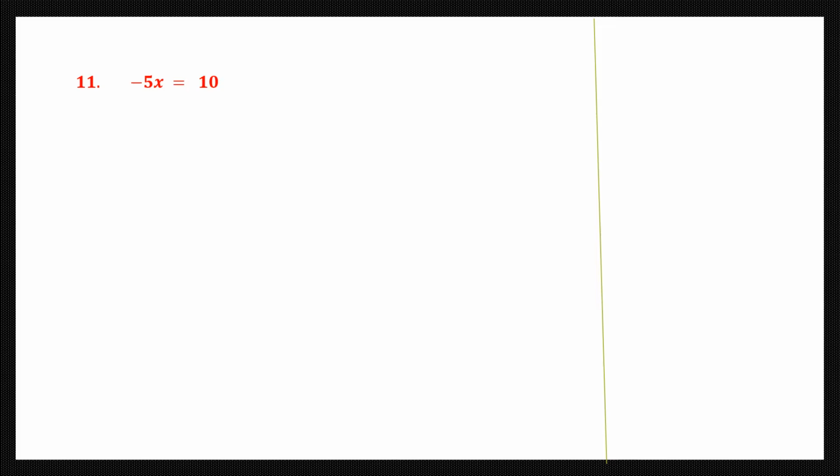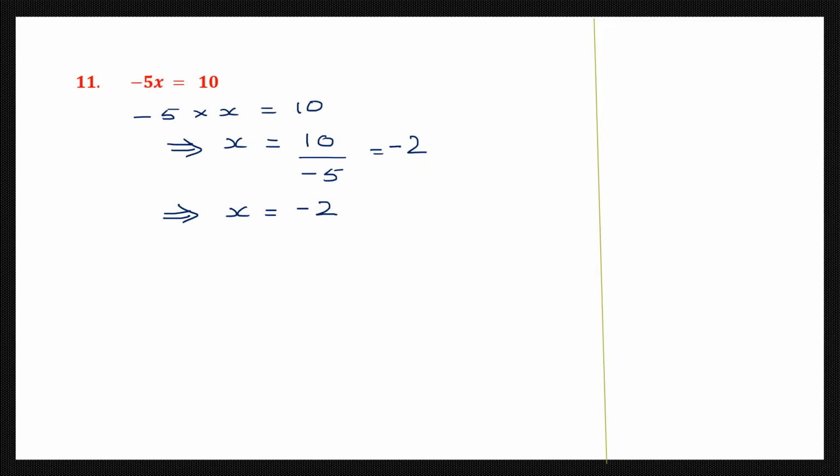Question 11. Minus 5x means minus 5 into x equals 10. So when we solve for x, we leave it on the left hand side. On the right, we have 10 and we need to carry minus 5 to the right hand side. Because it's multiplication, it becomes division, minus 5. Now 10 by 5, when you divide it, it is 2. 5 twos are 10. Let's put the minus sign. So we have solved for x. X is equal to minus 2.